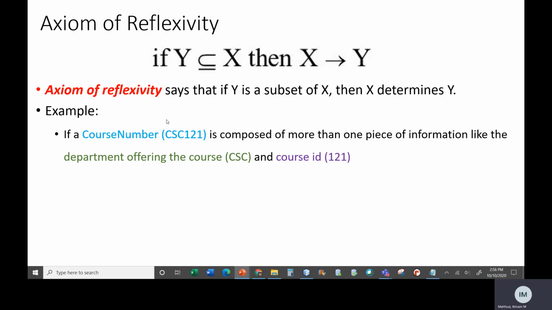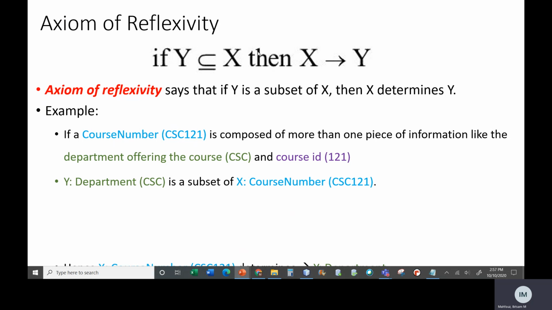And because this X contains a lot of information, I can determine things from it. Because the department and the course ID are part of the course number, that means the course number determines the department and determines the course ID. So that is what this axiom is saying: if Y is a subset of X, then if you give me X, I will be able to tell you Y.